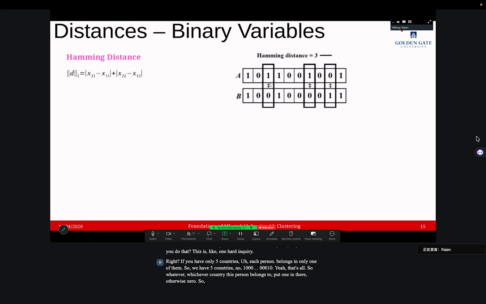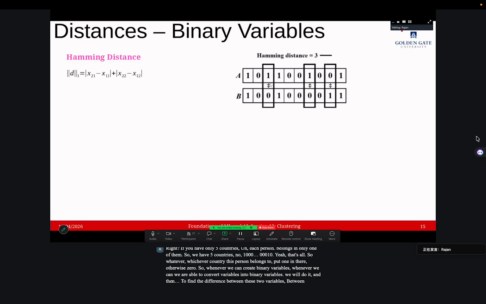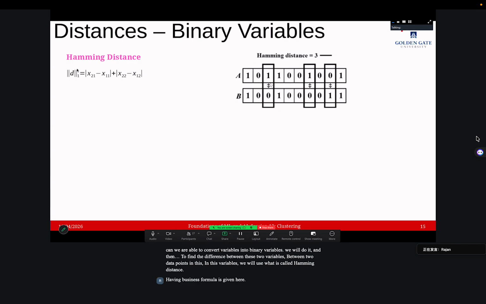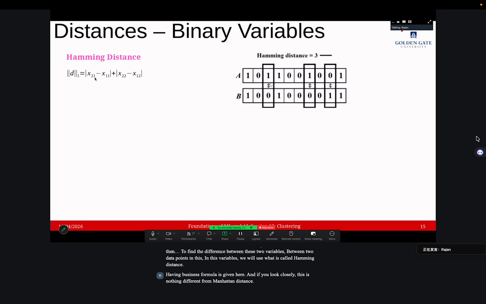Whenever we are able to convert variables into binary variables, we will do it. And then to find the difference between two data points in these variables, we will use what is called Hamming distance. The Hamming distance formula is given here. If you look closely, this is nothing different from Manhattan distance. Manhattan distance for binary variables is called Hamming distance.